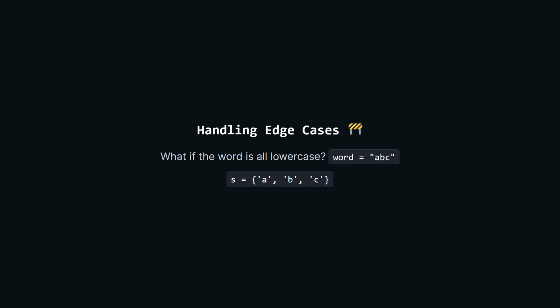You might be wondering about edge cases. What if the word has absolutely no uppercase letters? Well, our set just contains the lowercase ones. Because the set has no uppercase letters, the second half of our check will always fail, meaning the total sum will correctly stay at 0. The code handles this naturally.